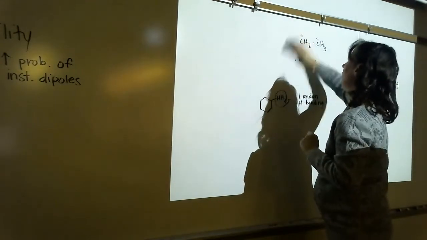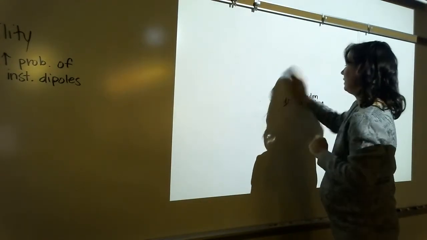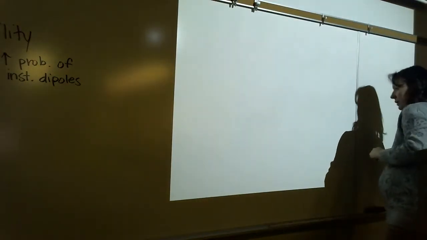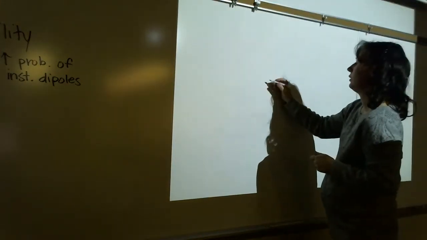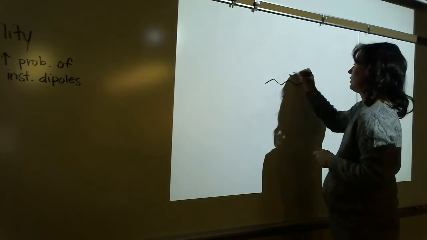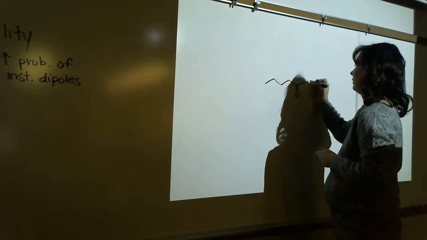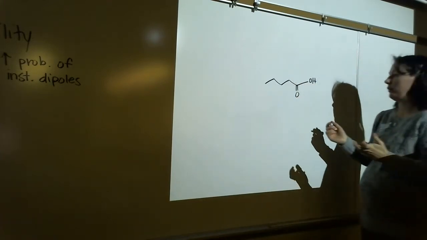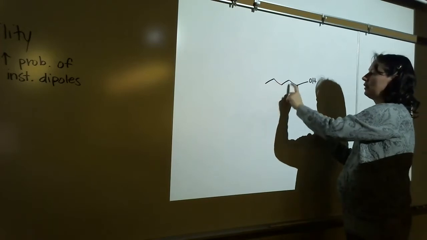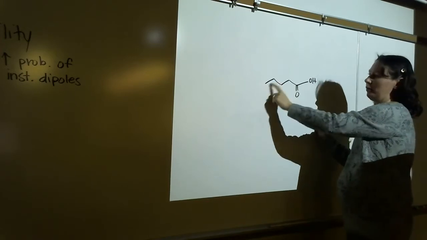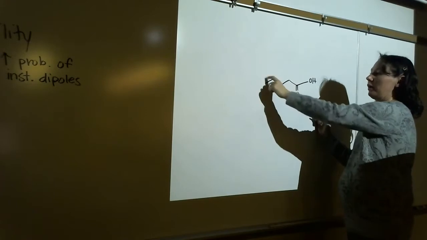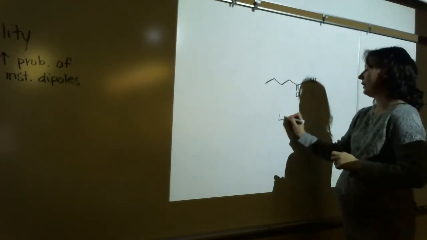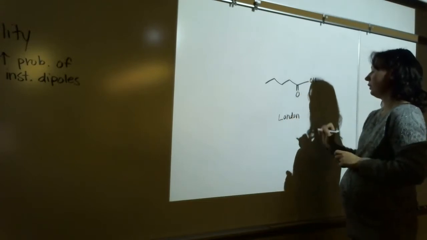Now here's a scenario where we can have all three. We'll see some more examples of this throughout the semester. I'm just getting lazy, so I'm using shorthand. Okay? If I said, what are the IMFs in this? Everywhere there's a point, just imagine a carbon. Okay, carbon, carbon, carbon, carbon, carbon, and then its appropriate number of hydrogens. So we have London. What else do we have?